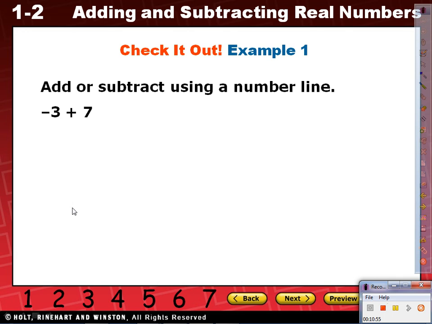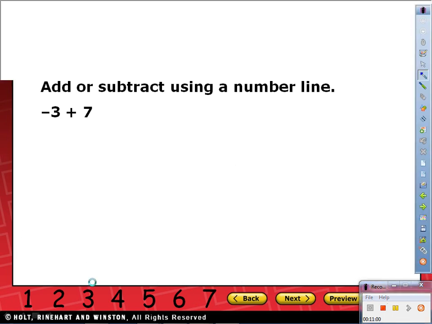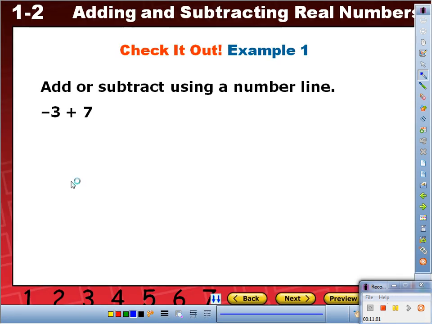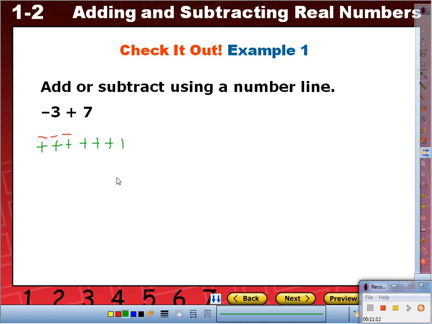All right, pens down, eyes up here. So the first 2 methods, here we go. The first method, we see that we can use tiles. So we start with 3 negatives, and then we bring some positives. How many? 7. 1, 2, 3, 4, 5, 6, 7. I circle my zero pair, and I end up with what? +4. Okay?